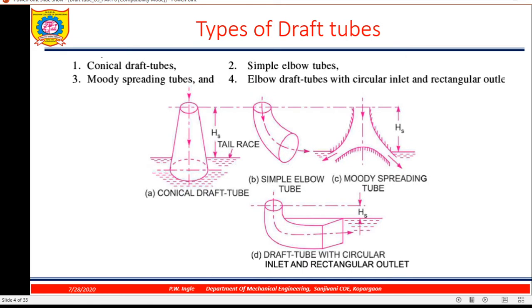Now what are the various types of draft tube? First one is the conical draft tube, then the simple elbow type of draft tube, then the Moody spreading tube and the elbow draft tube. So these are the diagrams which are shown here.